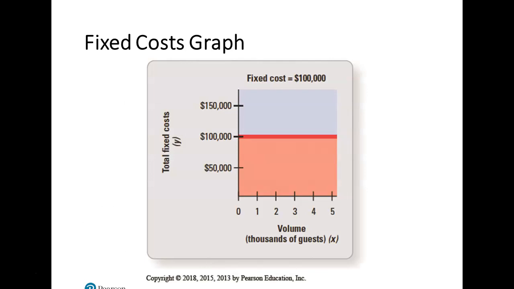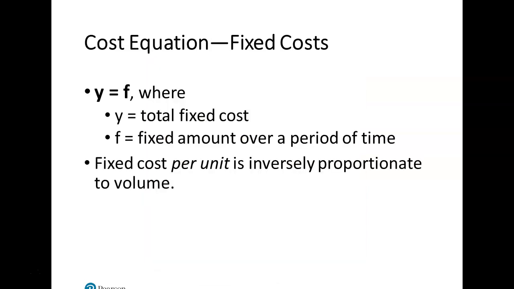So we've got our fixed costs, and this is just a good idea of what fixed costs look like if you graphed it. $100,000 for our fixed costs is going to stay exactly the same, regardless of the units of activity that we have produced during that period. It doesn't matter. It's going to be $100,000 no matter what. And that's the most important thing to get. So when we talk about our cost equation for fixed costs, Y is equal to F. Y is our total fixed cost. F is equal to our fixed amount over a period of time.